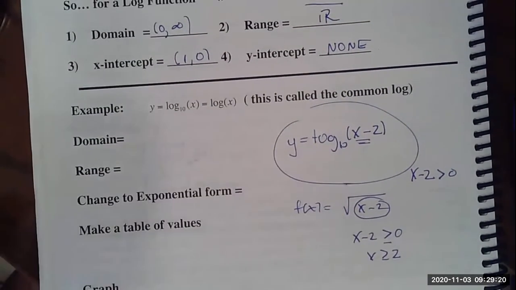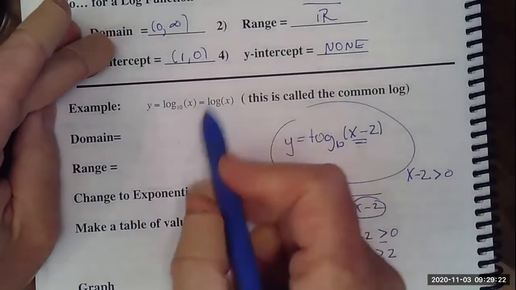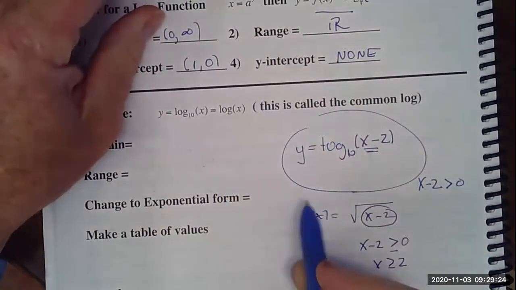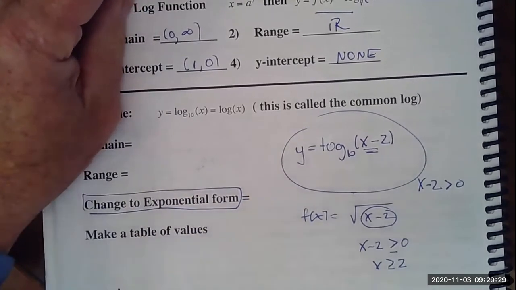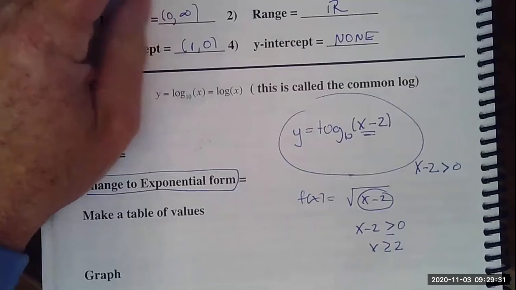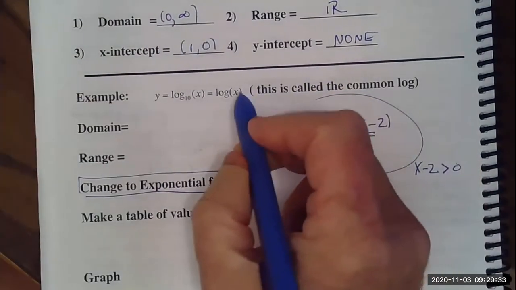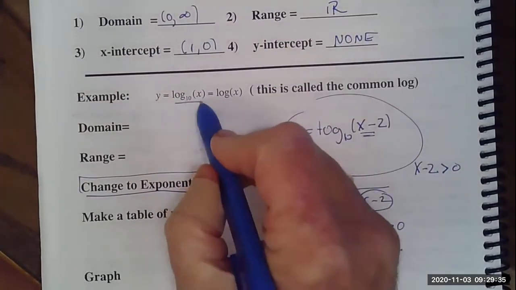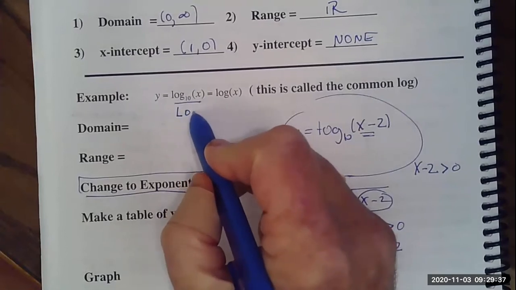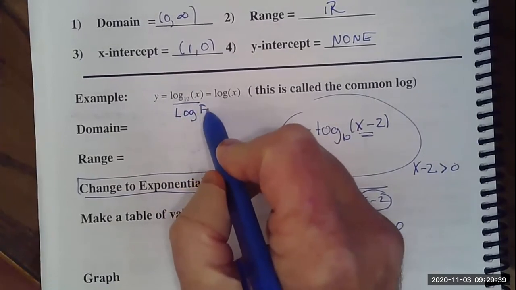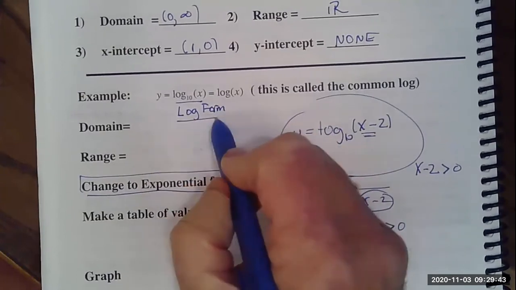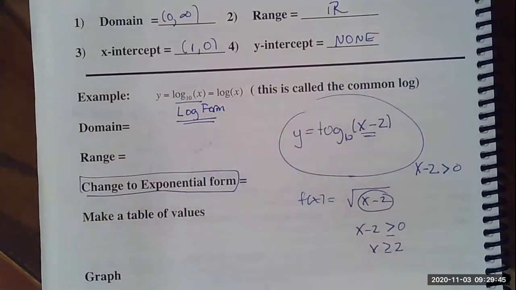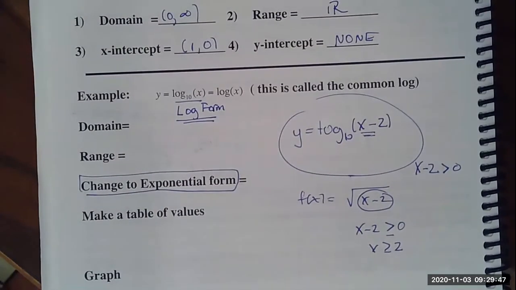So this one, called a common log, if I want to change it to what's called exponential form, now that's what some of the problems you're going to be asked to do in your homework. This is called log form. Of course it is, it looks like log. And this is exponent form, or exponential form.